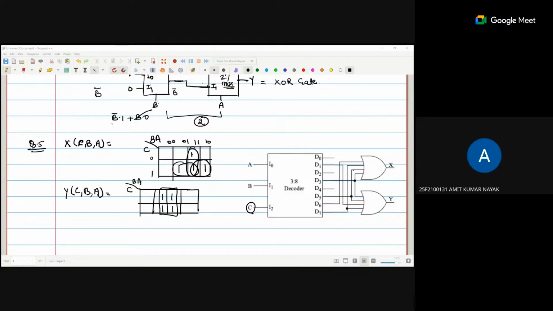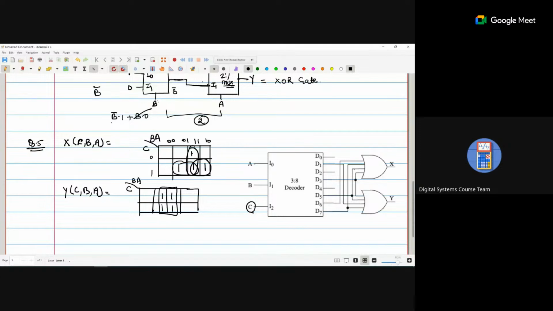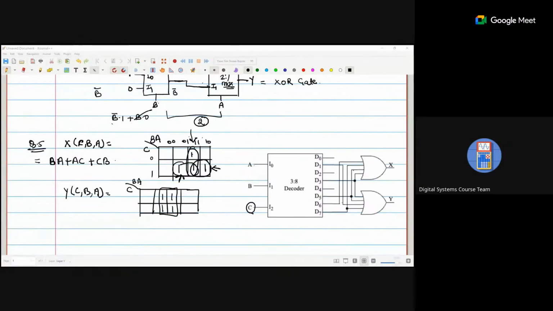Sir, can you simplify for the X part? Okay. So for the X part, if we simplify, first of all, this column matrix, it is AB or BA. For this one, C is 1 and A is 1. So AC plus, for this one, C is 1 and B is 1. So AB, BC and AC. AB, BC and CA or AC.